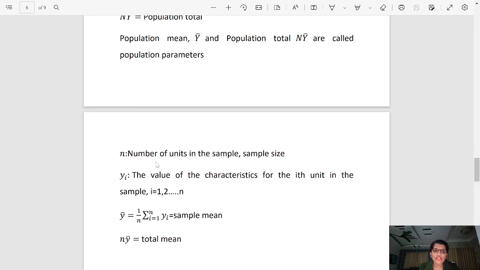Now the small n is the number of units in the sample. This is also called the sample size. yi is the value of the characteristic for the ith unit in the sample. The small letters are used for the sample and the capital letters are used for the population. So small y bar is the sample mean. Similarly, n into y bar is the sample total.